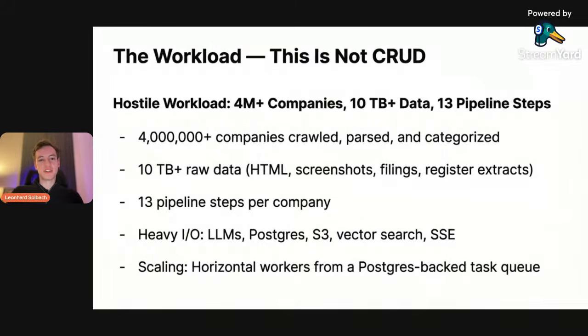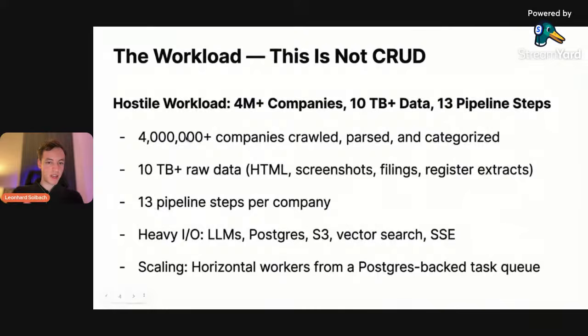why did it come to this situation? What was our workload? Of course, we have like 4 million companies. We have 10 terabytes of data that we're processing, at least 2 terabytes of them actively. Those are HTML files, screenshots from websites, filings, register extracts, basically a lot of PDF files. We have 4 million companies.